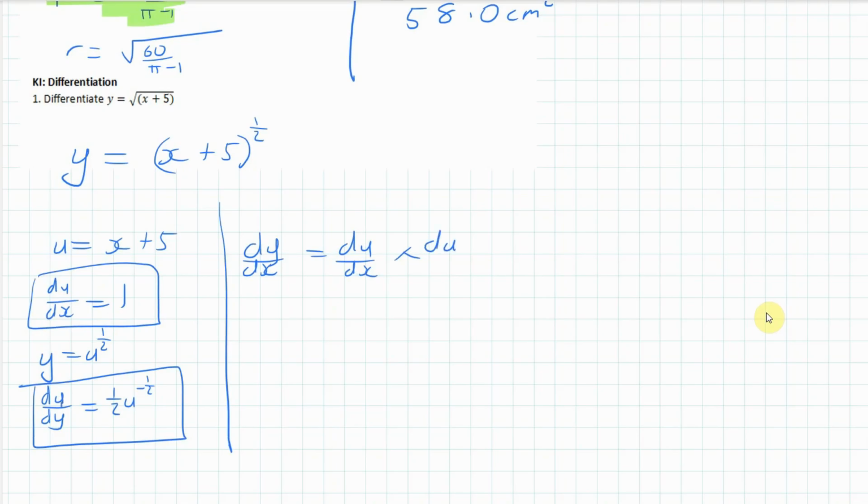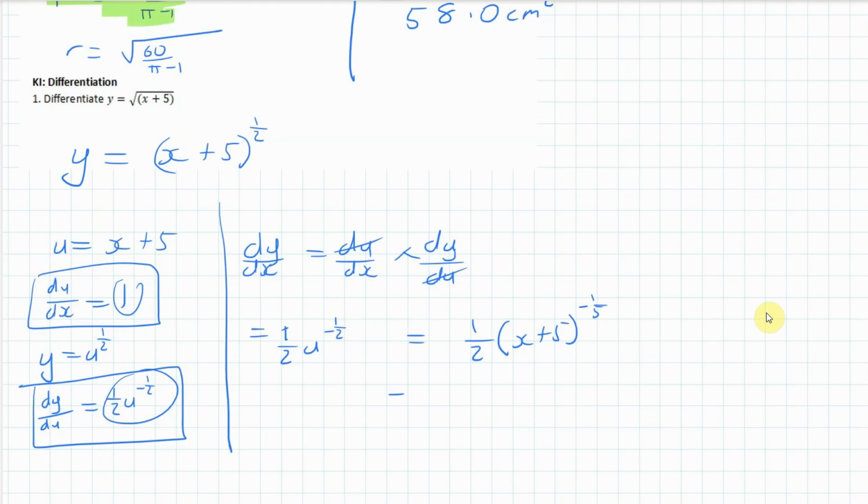Oh, I've made a mistake there. That's dy du. Let me just clean that up. Okay, this is dy du times du dx, and you can see what happens. That cancels out, that cancels out. We're left with dy dx. So we're going to times this by this, and we'll be left with 1/2 u to the minus 1/2, and then we just insert what we know u to be. So 1/2 u is x plus 5, and that'll be to the power of minus 1/2.